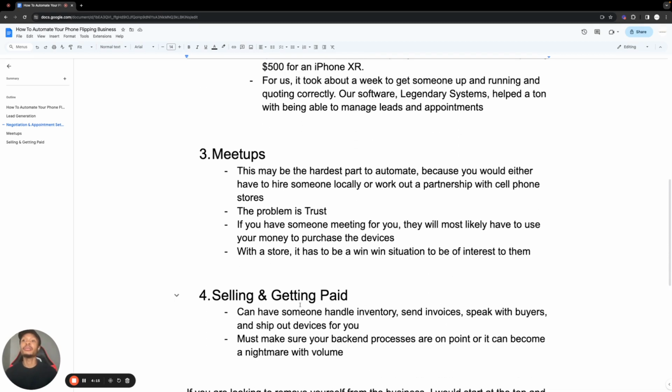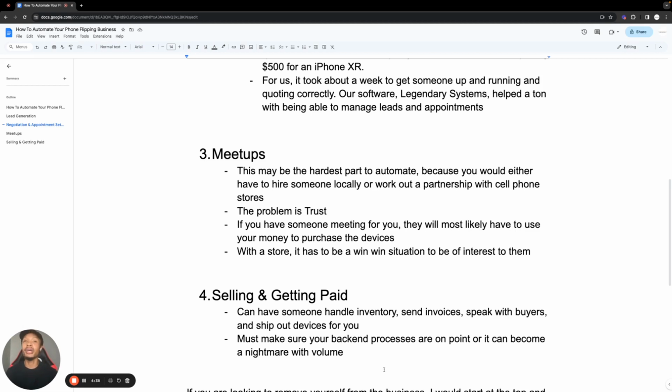All right. And then the last part, of course, would be the selling and getting paid, right? So you can have someone who handles your inventory, sends invoices, speaks with buyers, and ships out devices for you. Maybe you have a small private office where you spend a few $100s per month and keep all your inventory, or maybe even a home office, right? But you can definitely have someone handle it.